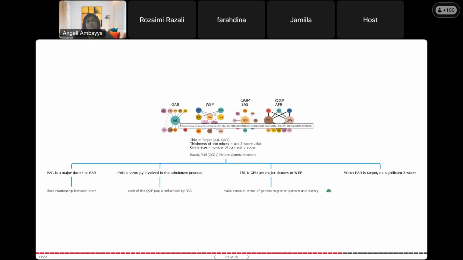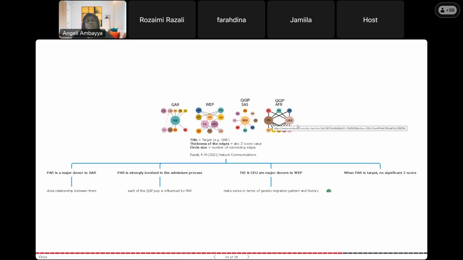So this means the GA and PA are close to each other. In terms of the WEB, the West Eurasian, Ancient Khorasan, they are also influenced by PA, but predominantly they are influenced by the Tuscany ancestry as well as Northern European. For the QGP South Asian, they are also influenced by PA, WEB, and GA, but predominantly by BAB, which is the Bengalis. And for QGP African, they are influenced by PAR, GAR, and WEB, but predominantly also by Yoruba in Nigeria and Kenyan.